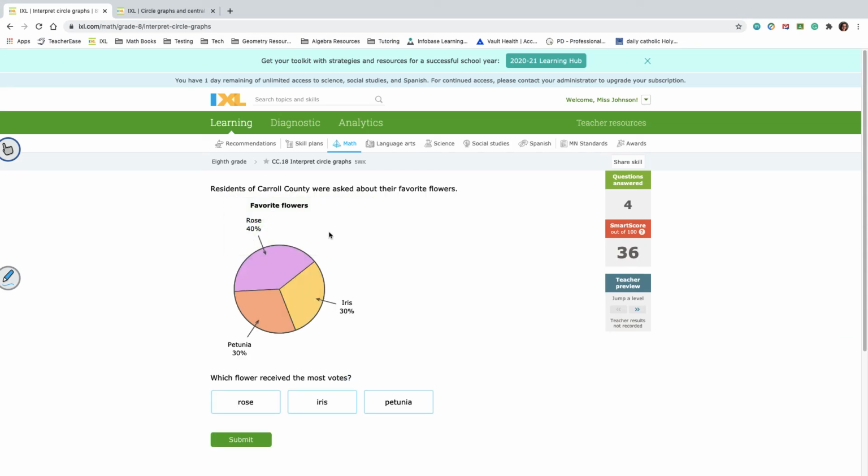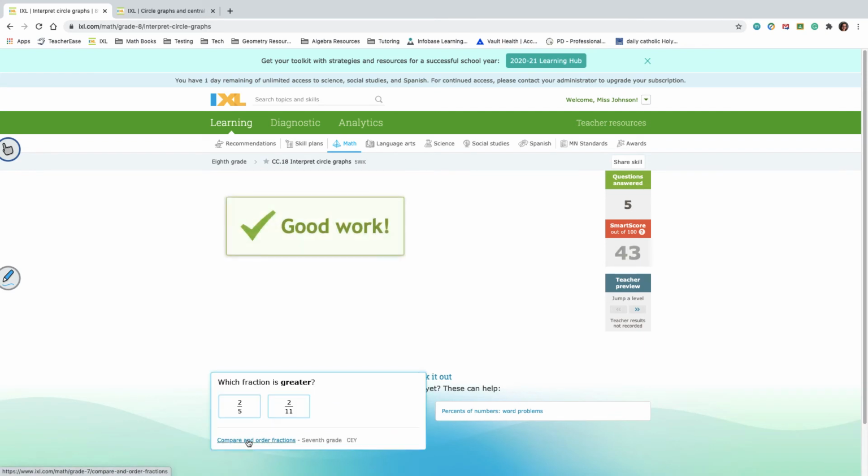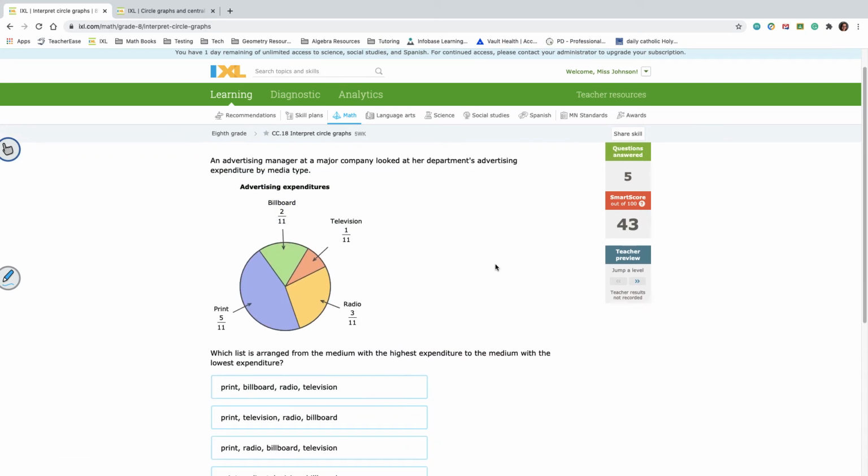Moving on, residents of Carroll County were asked about their favorite flowers. Which flower received the most votes? That would be the one with the highest percentage, right? That would be rose. It has the biggest section on the pie graph or the circle graph. Both of those names are acceptable, pie graph or circle graph. So this is what you're going to do on this IXL skill. You can see I've only done 5 questions and I'm already at 43. They go pretty quickly. You are going to get to a score of 90 on this today.